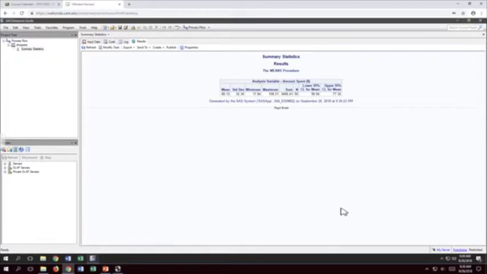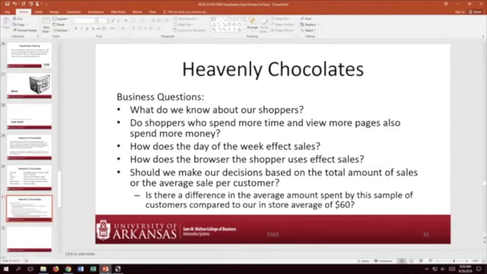So what I know, right? I know that my population mean, the thing that I'm assuming, is $60, and my sample mean is $68.13. So if I just ask you based on the point estimate, would you say this sample has the same, higher, or lower average than what we have for our in-store average? Higher.